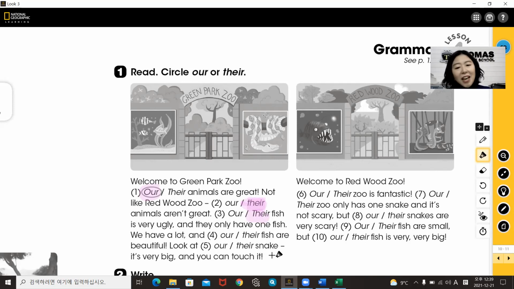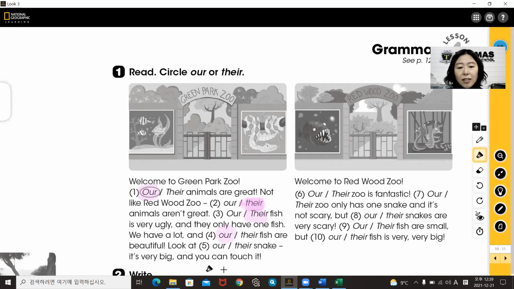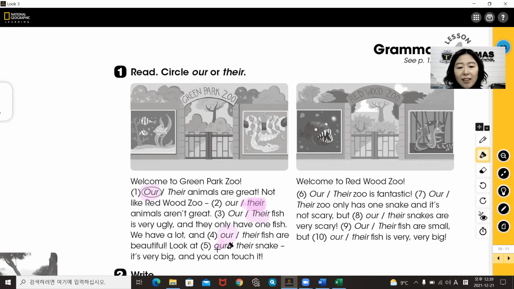Okay, and they only have one fish. Okay, then we have a lot, but we have a lot. Then that is the good aspect of Green Park Zoo. So you can say the good things about that Green Park Zoo, okay, that we have a lot. When you use we as the subject, we need to choose our, okay, that we have a lot and our fish are beautiful, okay. Then look at our snake.